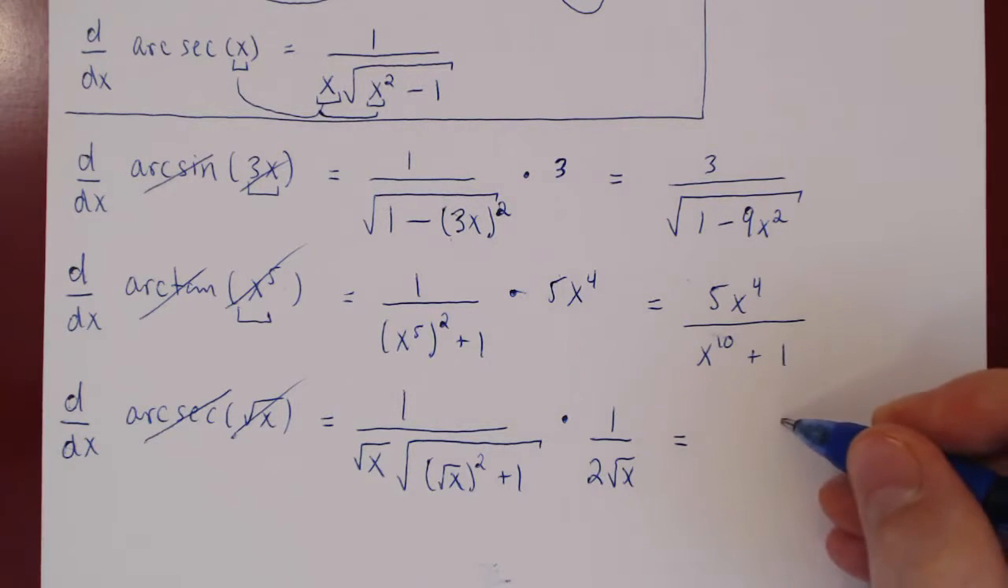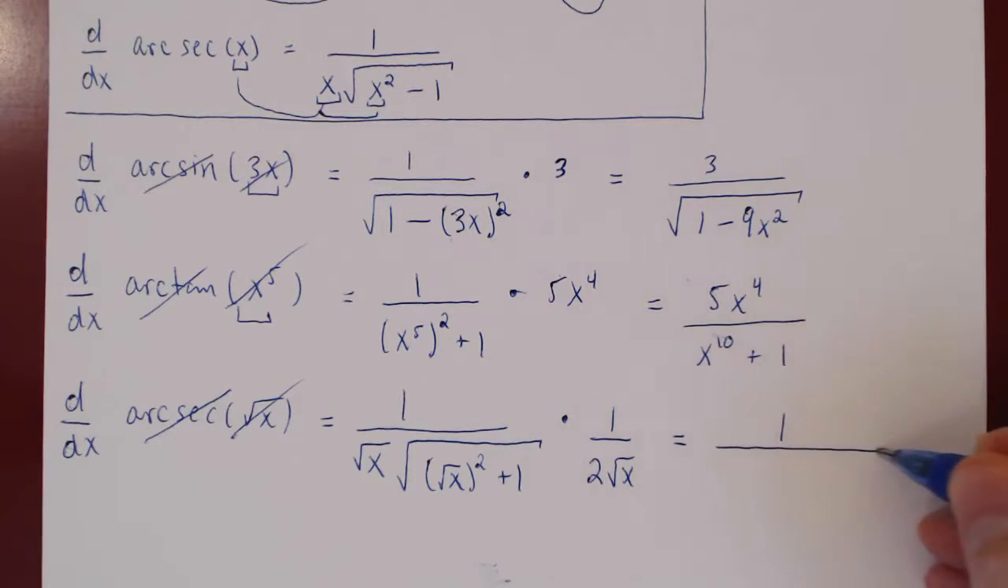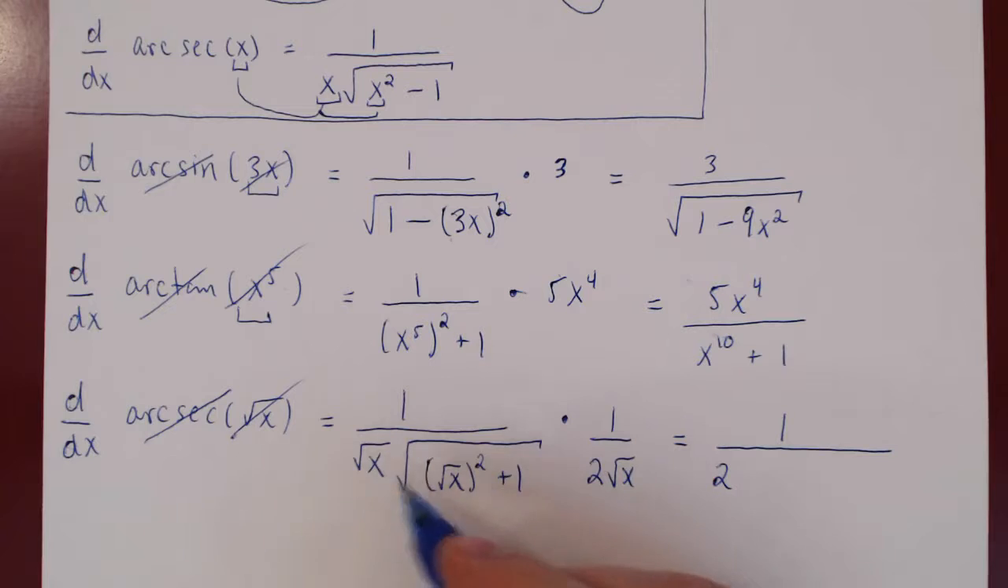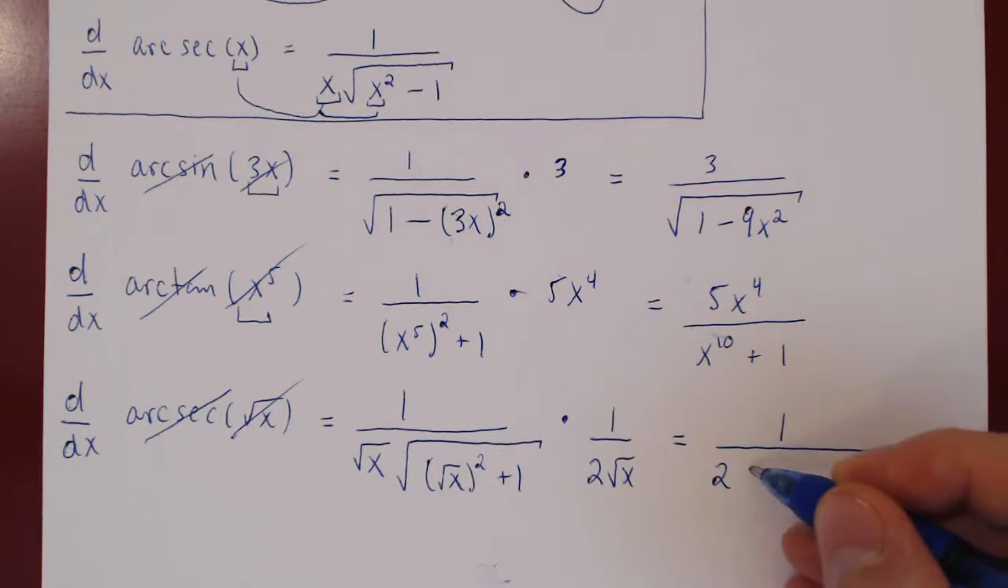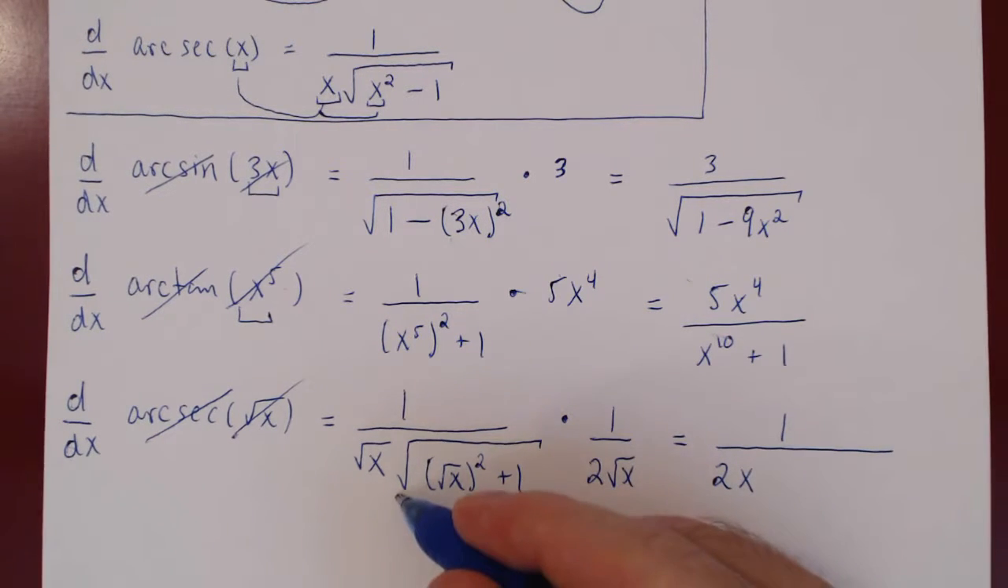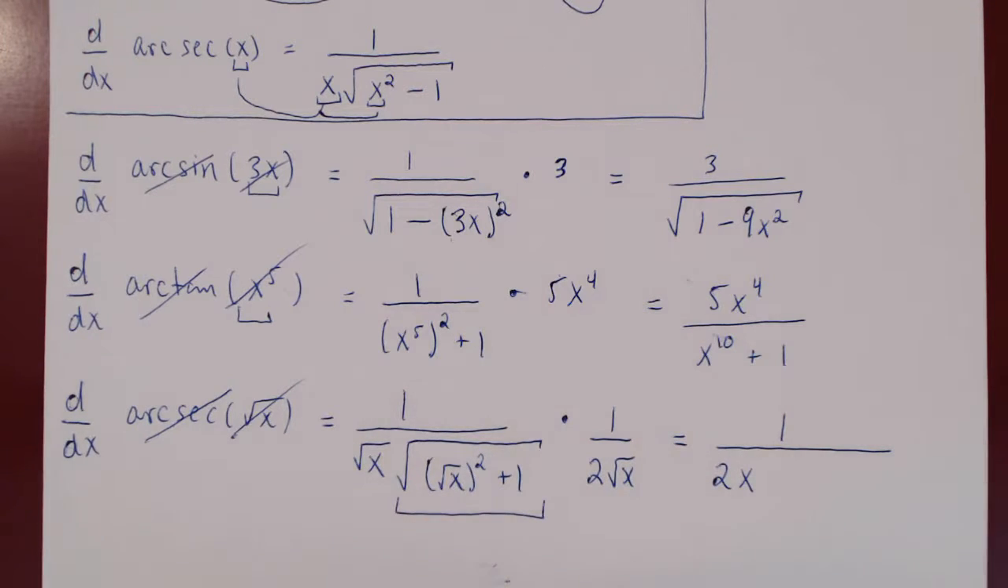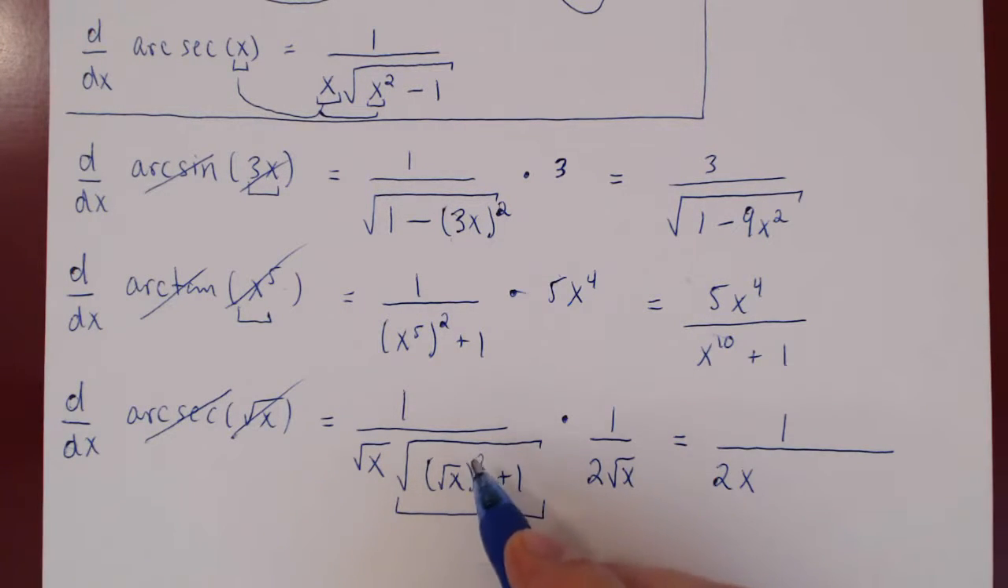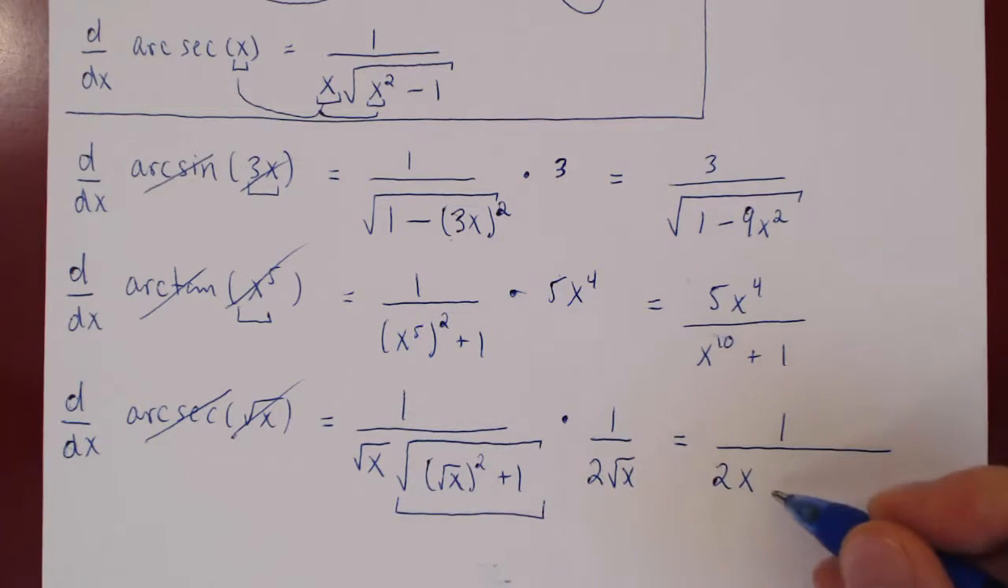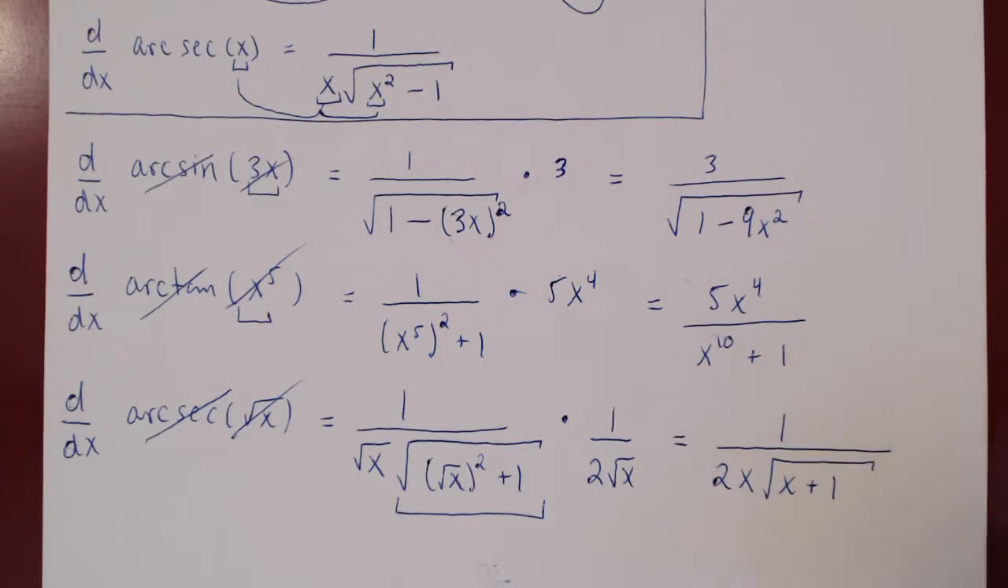We can simplify. We have a single 1 on the numerator over 2. And if you look here, we have root of x times root of x. That's just x. And then we have the leftover root here. And if you look, we have the root of x squared, but that's just x. So you're left with the root of x plus 1. And that's the derivative of arcsecant of root of x.